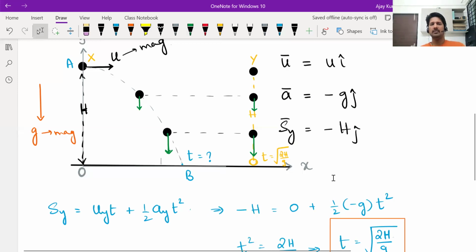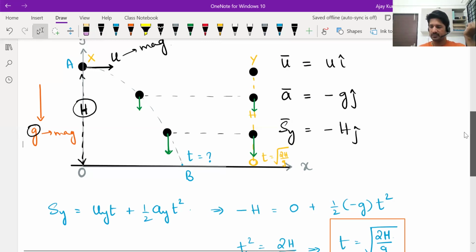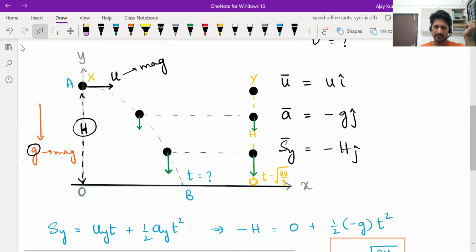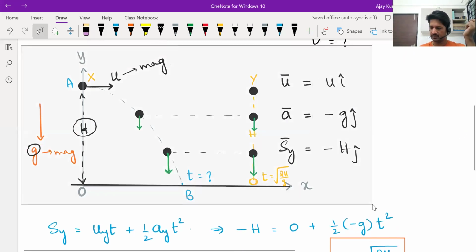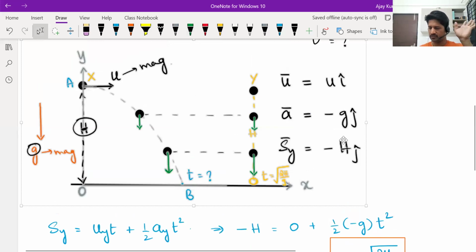So the time taken to go from A to B is under root 2h by g. It depends on this height and gravity. It didn't have any velocity in the y direction initially. That's the main thing. Okay, we found out the time.